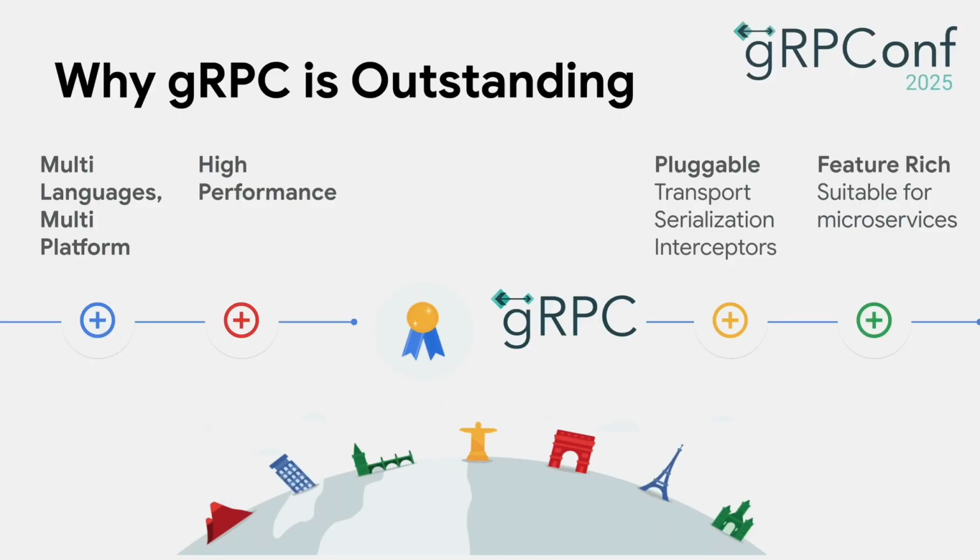gRPC's popularity stems from its versatility and high performance. In addition to being available in a wide range of programming languages and platforms, its performance is industry-leading. The framework features a pluggable architecture, allowing for flexible and efficient integration with various development stacks. Furthermore, gRPC offers a rich feature set for traffic management, security, and service mesh integration.